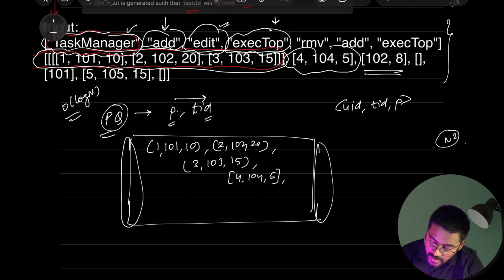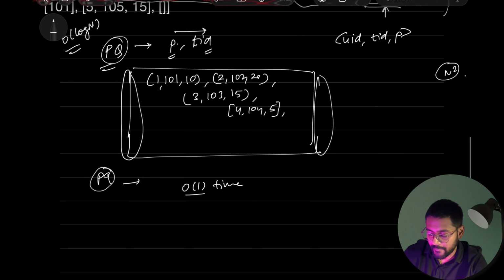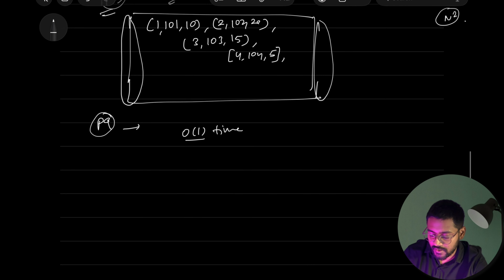Edit a specific task for a specific priority. See, when the priority queue data structure is there, it means it is going to give me the topmost priority element in order of 1 time. Apart from that, we can remove the element with the highest priority. We can add the element in the priority queue.